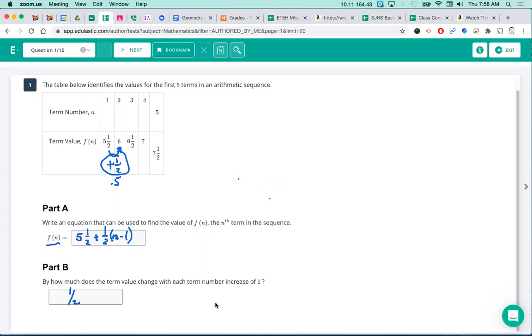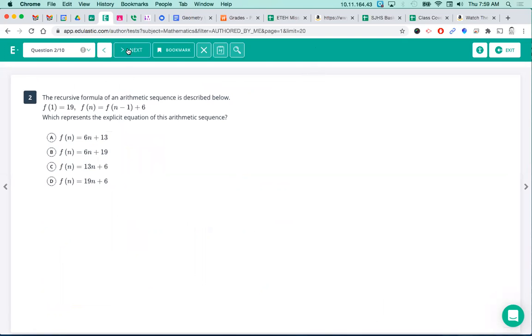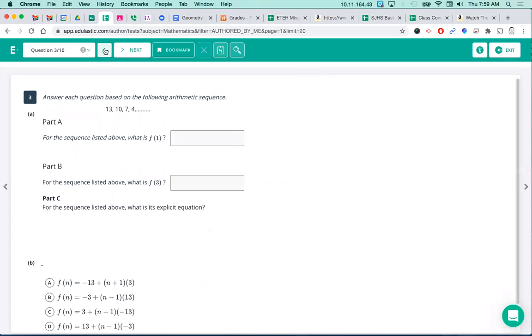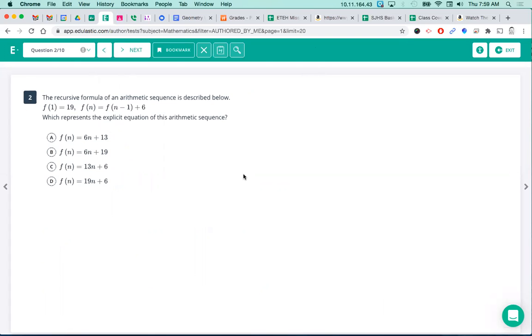All right, number 2. Number 2 says the recursive formula of an arithmetic sequence is described below.